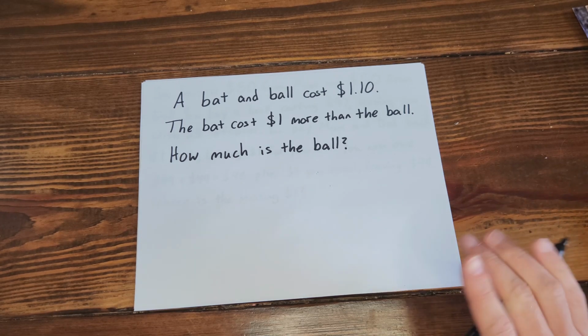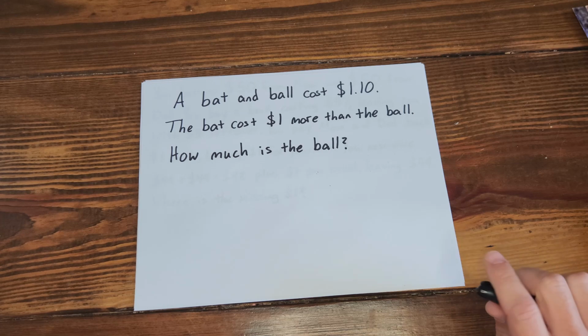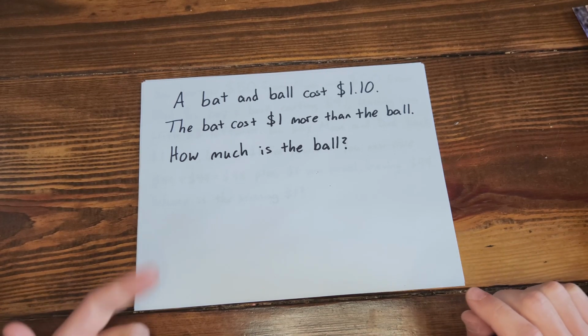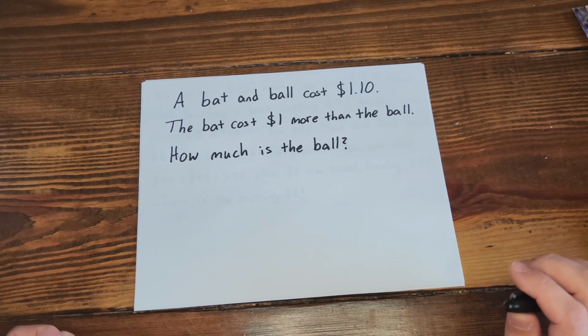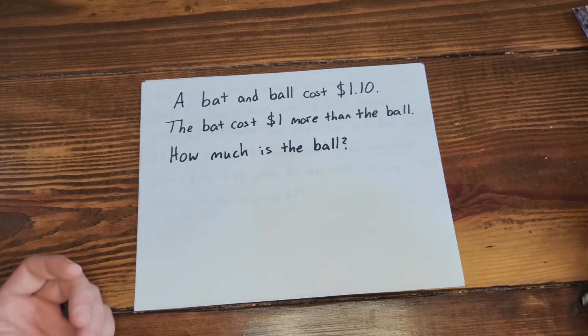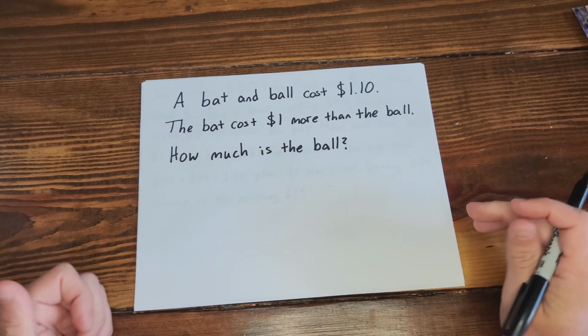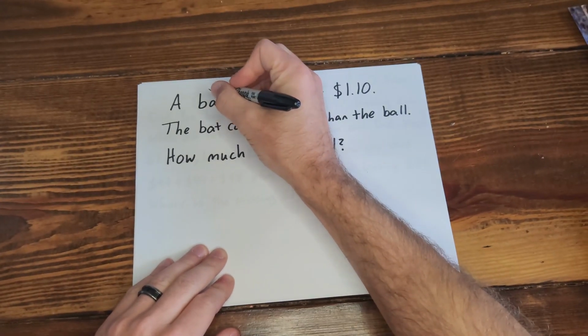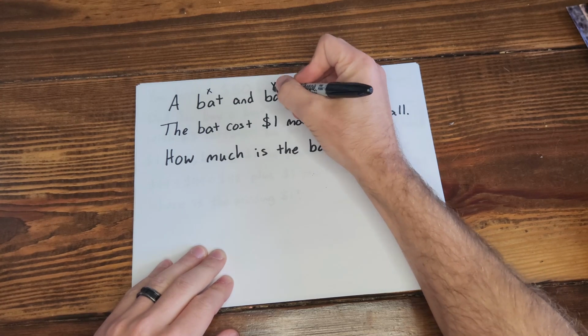Now, if you go to any one of your friends and you ask them this question, 9 times out of 10, they're going to answer 10 cents. The bat costs $1 more than the ball. Ball costs 10 cents. Let's take this and let's actually assign some variables to this. We're going to do some algebra inside of this one. So let's say the bat is X, and let's make the ball Y.